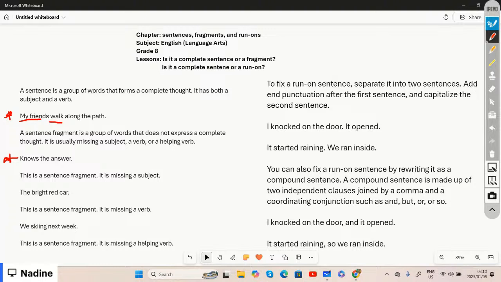Then if we look at another example, it says, the bright red car. That is a fragment because it does not have a verb. It's not telling us what the bright red car is doing.